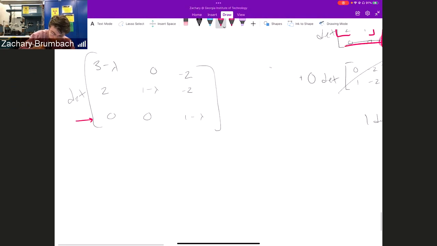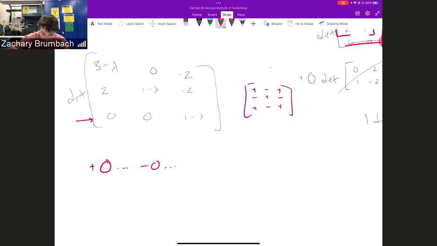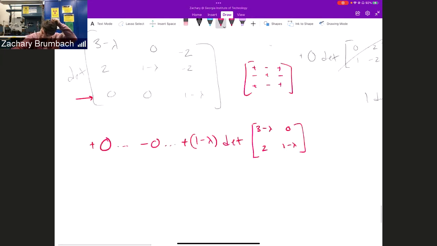So we go through this bottom row, right? It's 0, right? Plus 0, whatever, minus 0, determinant of whatever, plus 1 minus lambda, determinant of its minor, which is everything not in the same row or column. 3 minus lambda, 0, 2, 1 minus lambda. Cool.